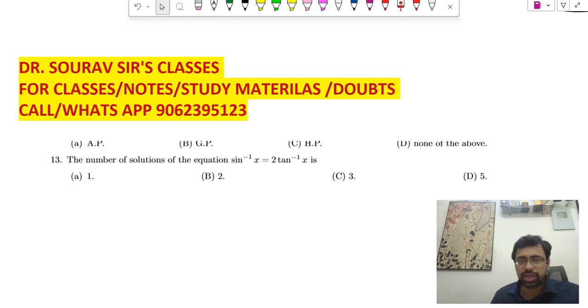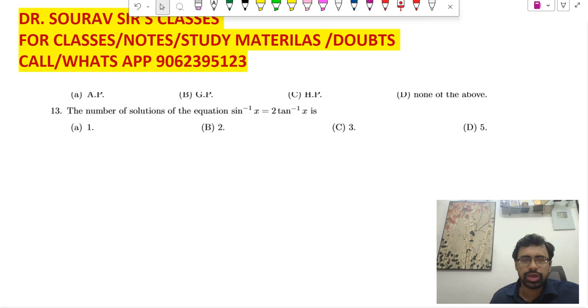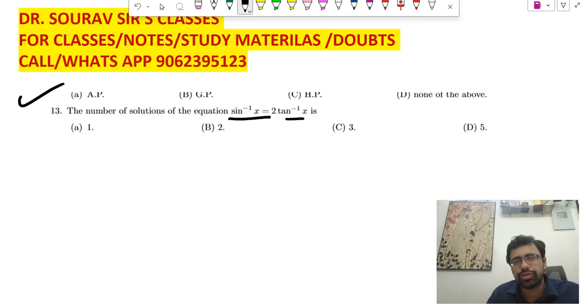में बहुत जरूरी होता है सैंपल और मॉडल पेपर को करना, सो हर साल की तरह इस बार भी कर रहे हैं। तो अभी हम लोग आ चुके हैं 13 नंबर क्वेश्चन में। तो नंबर ऑफ सॉल्यूशंस ऑफ द इक्वेशन इज अ वेरी इंटरेस्टिंग क्वेश्चन। 2 tan inverse x, the number of solutions.